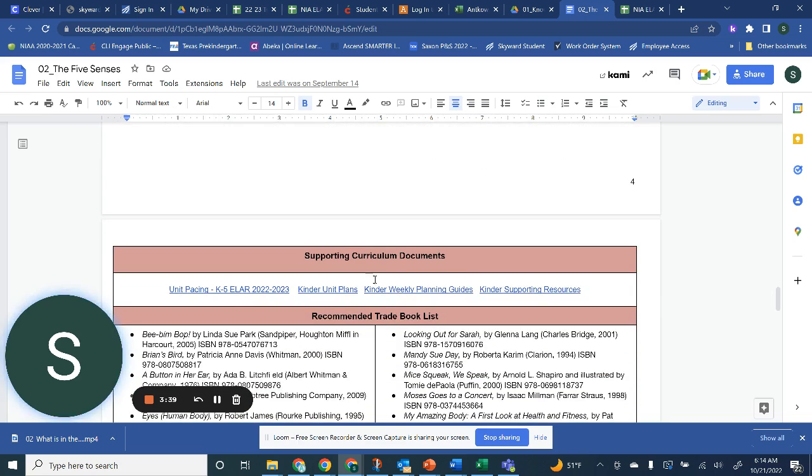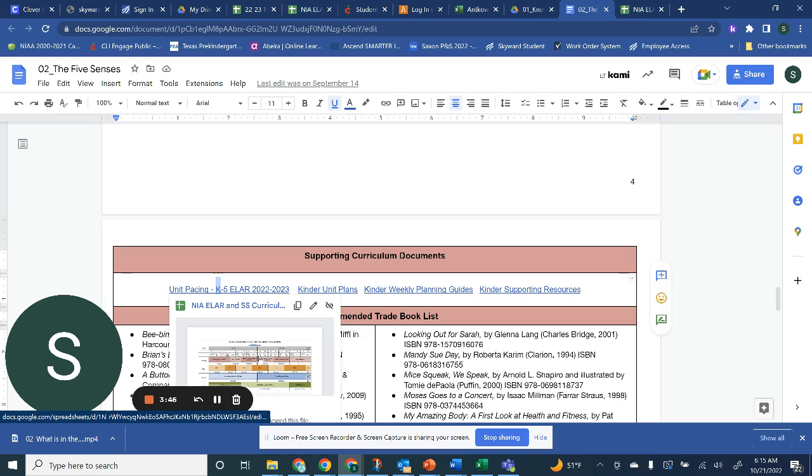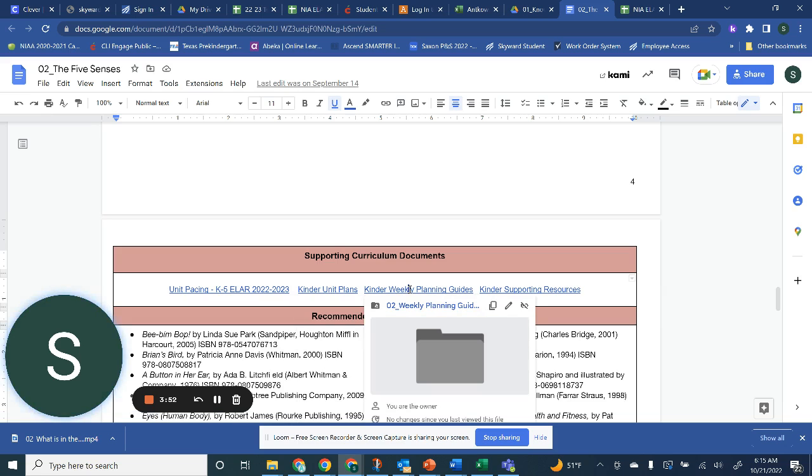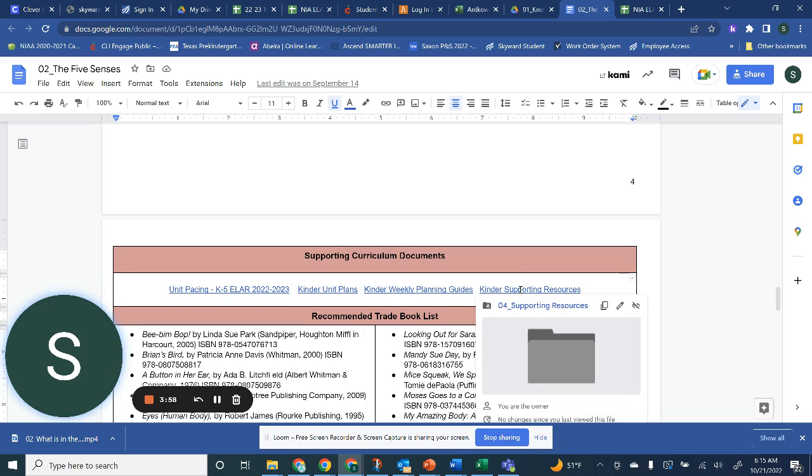If you keep going, you'll see the supporting curriculum documents. This first link will get you back to the spreadsheet that has the scope and sequence on it. The next one will get you to the folder that has all of your unit guides. The next one will get you to the folder that has all of your weekly planning guides. And the last one will get you to the folder that has all of those supporting resources.